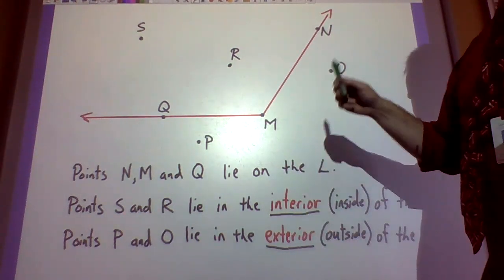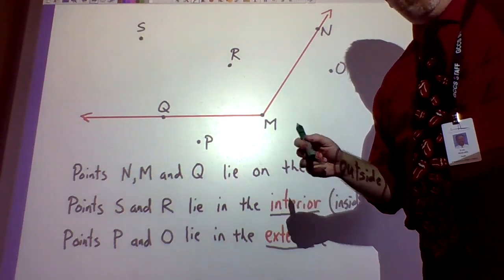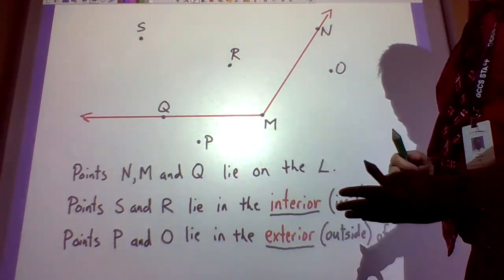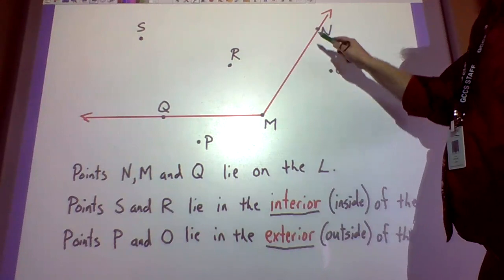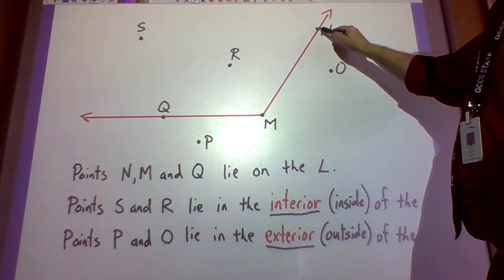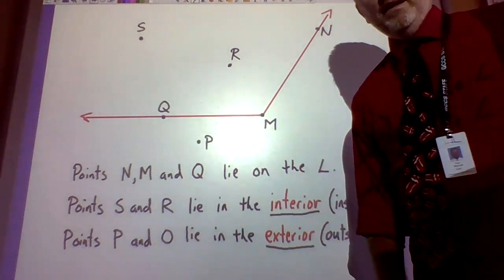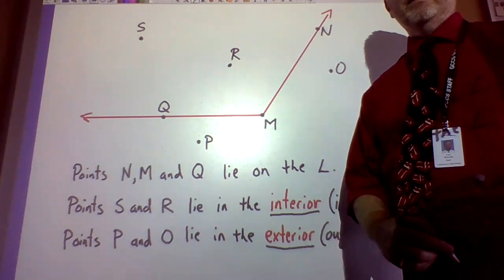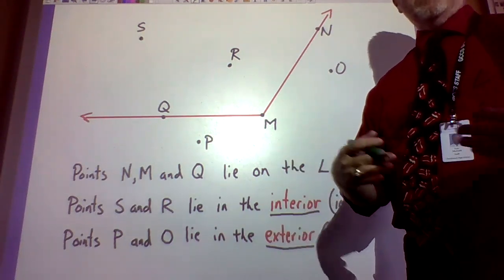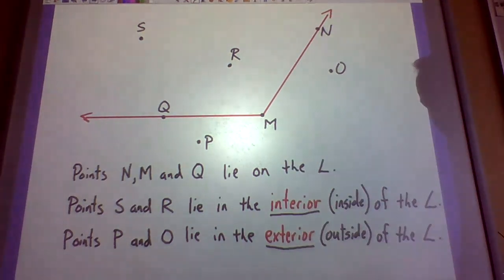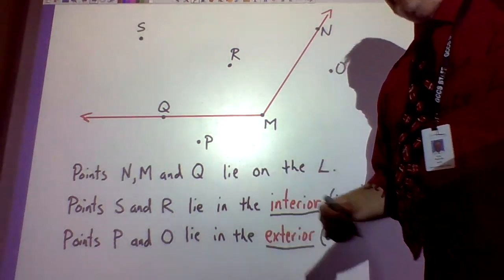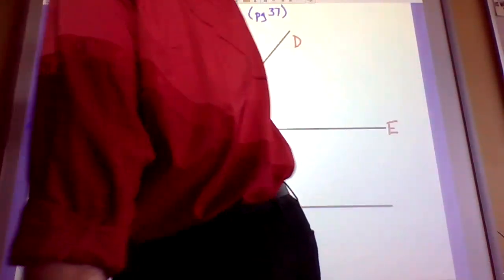And the last thing is points N, M, and Q. They lie literally on the angle. So they're not inside, they're not outside, they are literally on the angle. N is, you see the dot, M, and Q. So that's your three possibilities. You could be inside, outside, or literally on the angle. And again, I'm going to keep moving fast. If you have any questions.